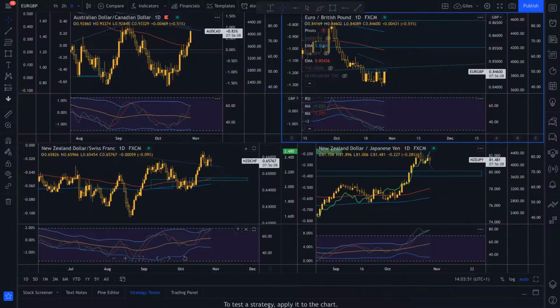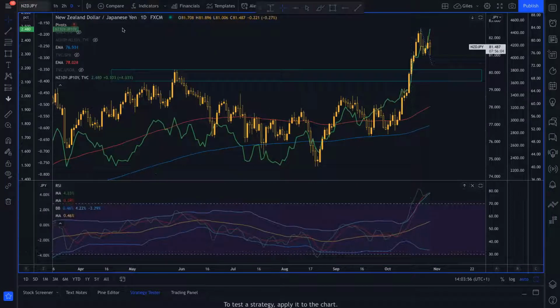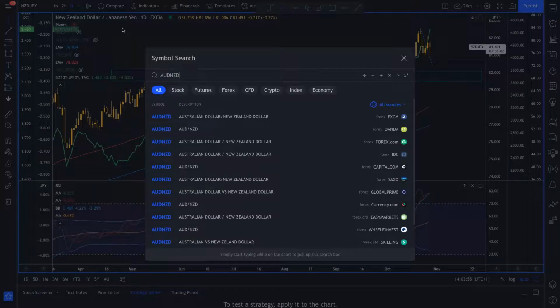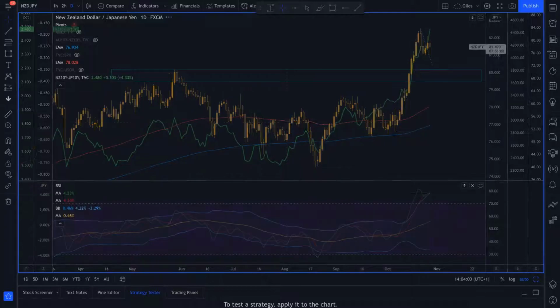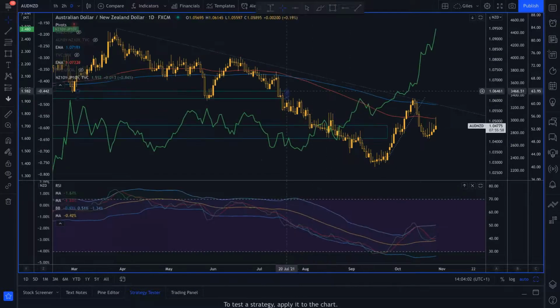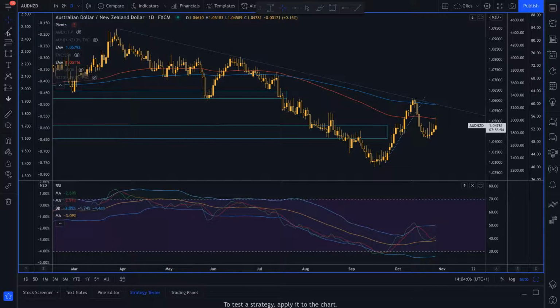Looking for an Australian dollar, New Zealand dollar retracement. I'll just show you here. And it was just in a break of this channel here, right? He traded it as a channel. For me, it's just a simple trend line. It really doesn't matter which way you see it.